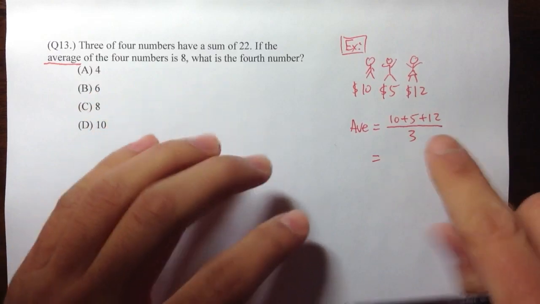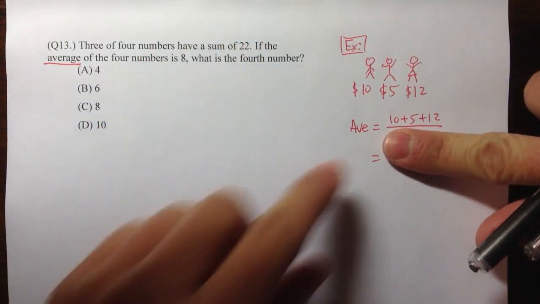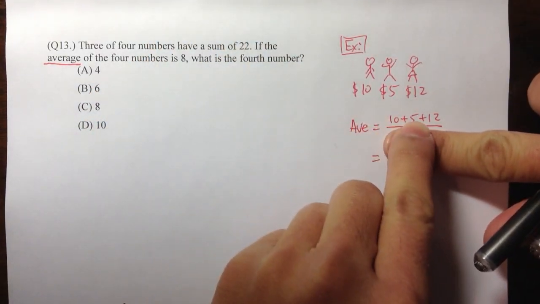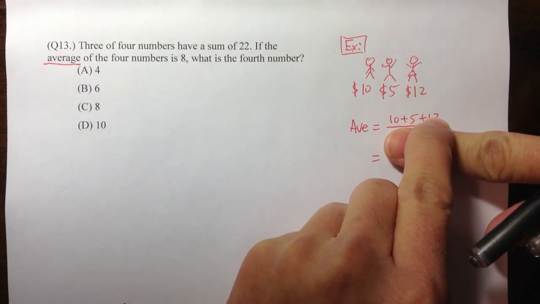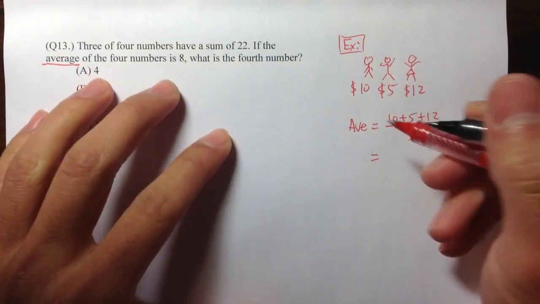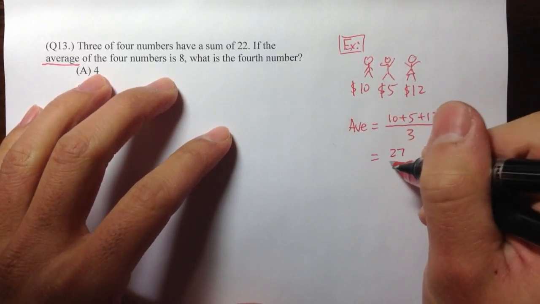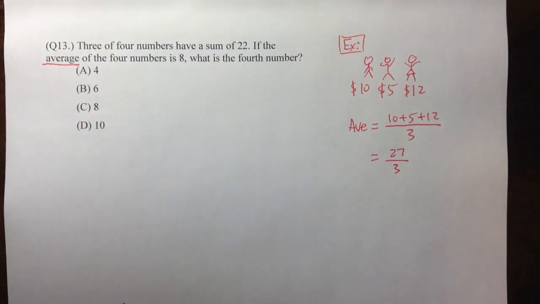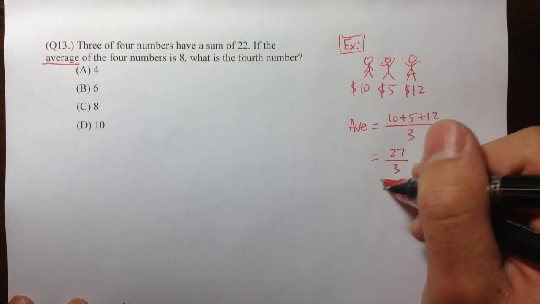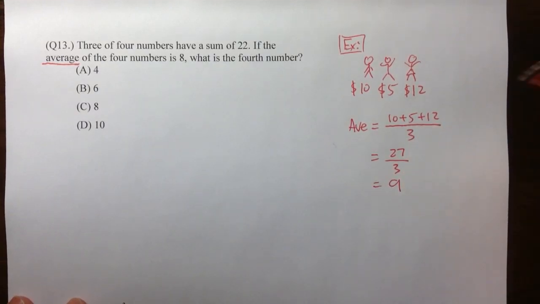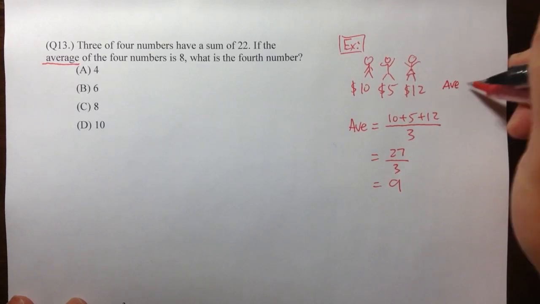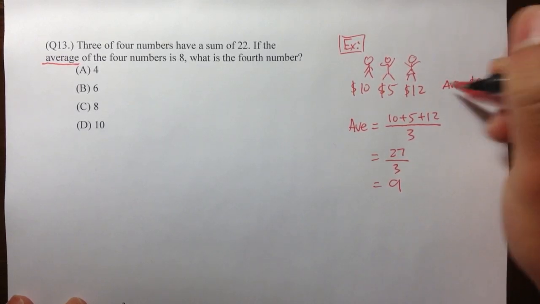Okay, so add at the top first. 10 plus 5 is 15. 15 plus 12 is a sum of 27. We have 27 over 3. And 27 divided by 3, we know that's equal to 9. So we can say the average that they have is $9 per person.